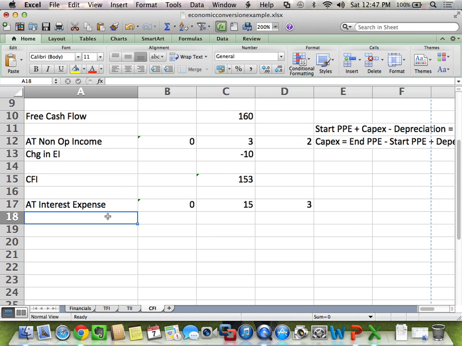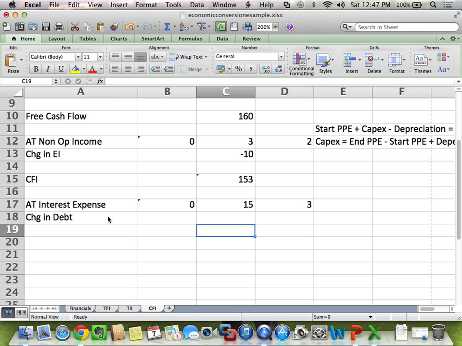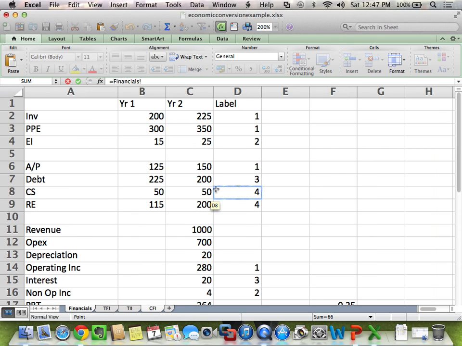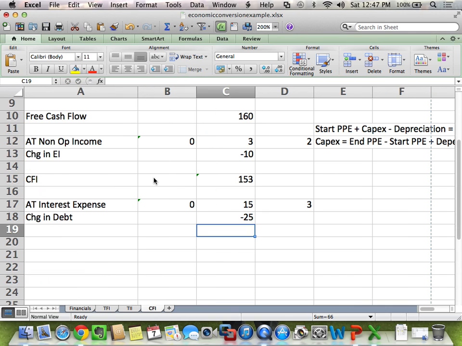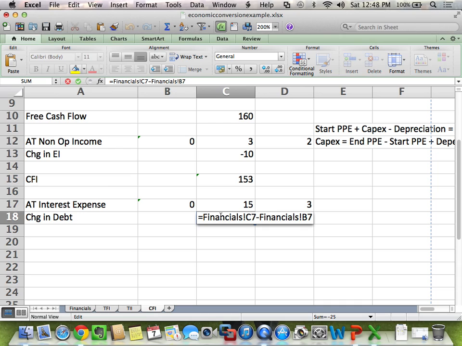Then, change in debt. My debt went from 225 to 200. So my debt went down by 25. I paid off $25 million worth of principal. Positive or negative number? Positive number. I had to flip the sign.